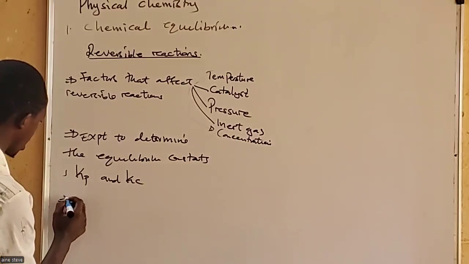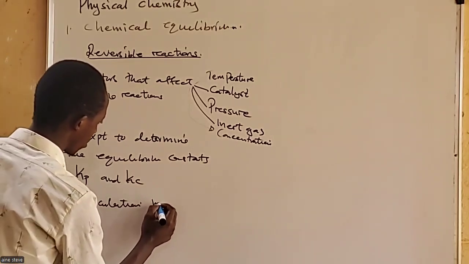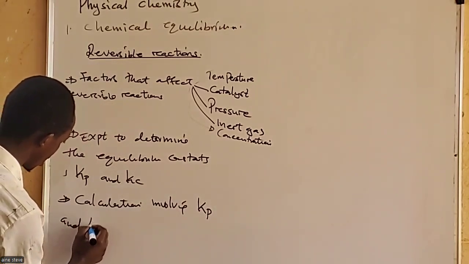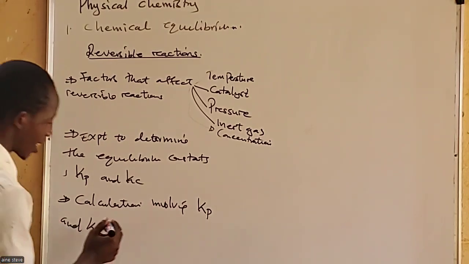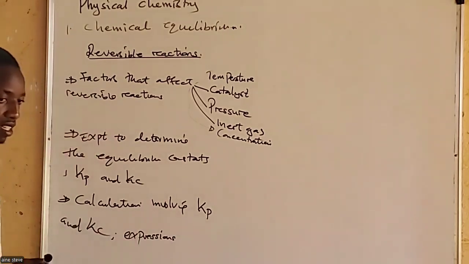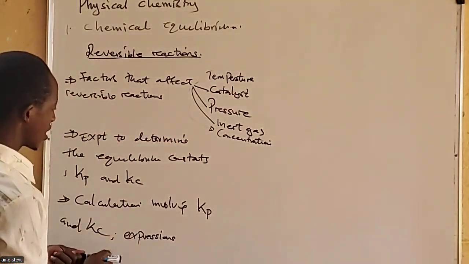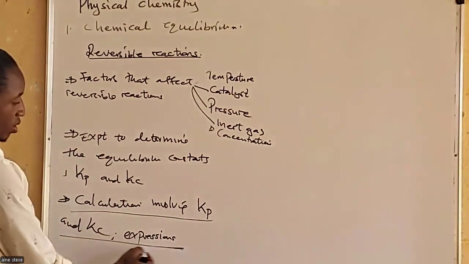And then we shall look at the calculations involving Kp and Kc. And then if you look at the calculations involving Kp and Kc, we shall also look at how you write the expressions themselves. Now, the purpose of this video, there are instances where learners fail to interpret the questions on the calculations.